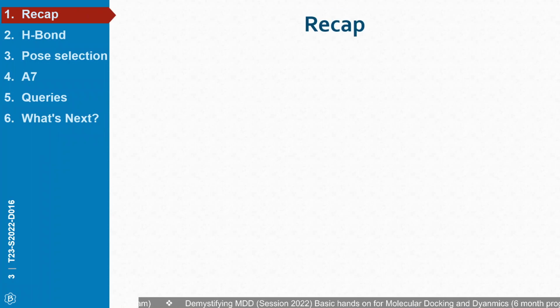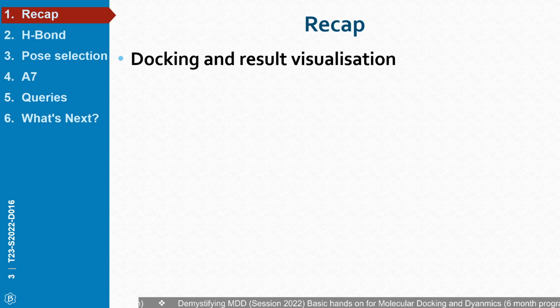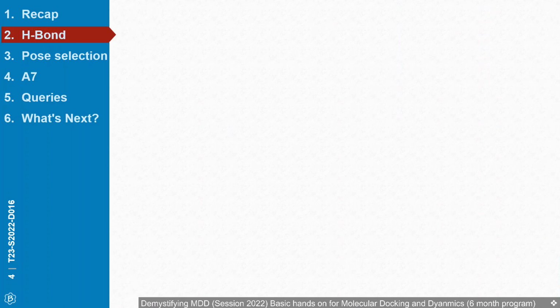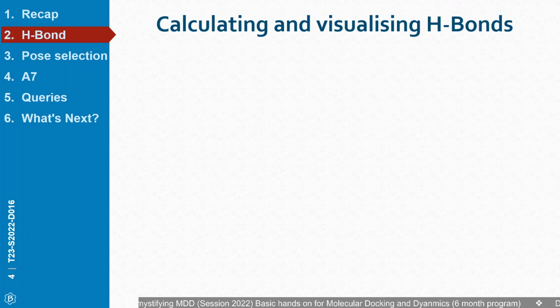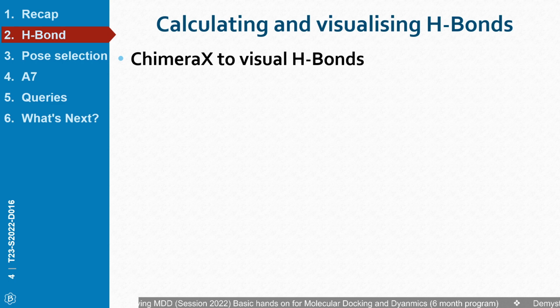Yesterday we have done the visualization and docking part, and today we will be seeing hydrogen bonds, and we will try to select some poses based on this information only. So let's start with hydrogen bond interaction analysis. For that, we need to load our receptor and the resulted poses from the file out.pdbqt.